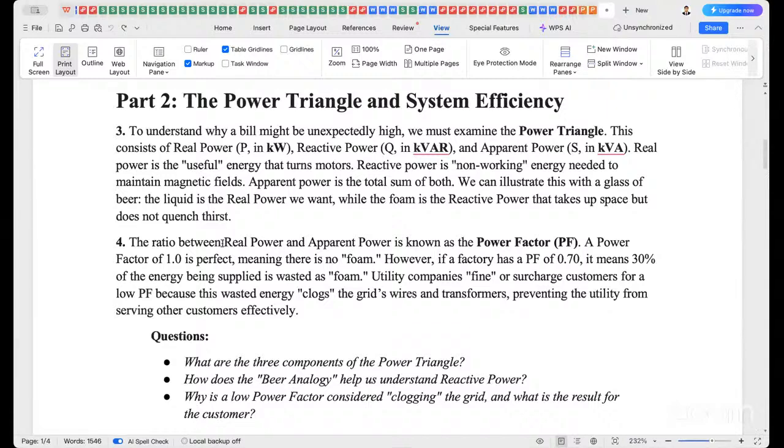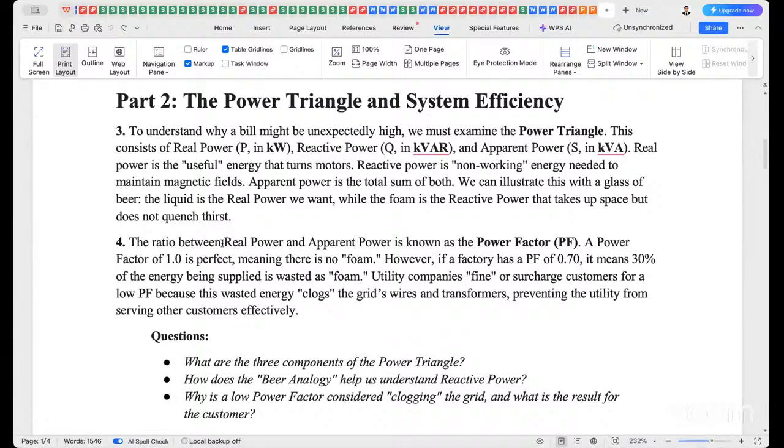We have Ugu Kelechi. Good morning. Real power, reactive power, and apparent power.